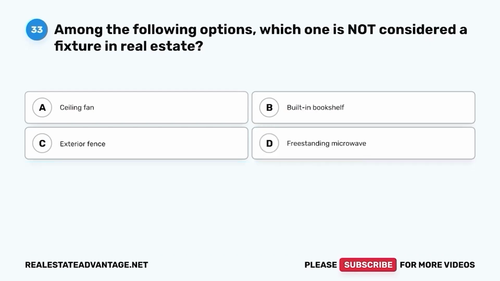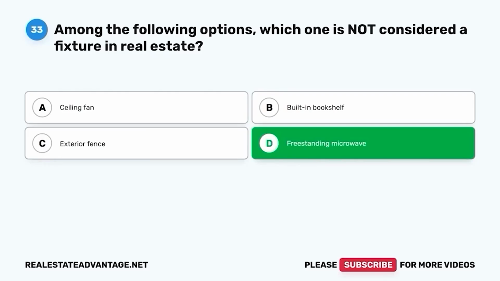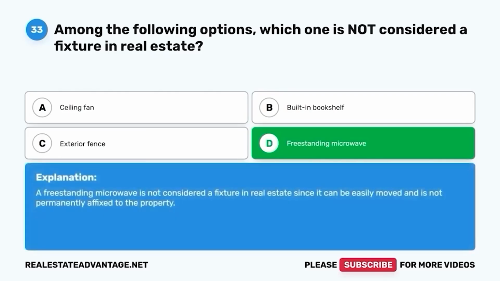Question 33. Among the following options, which one is not considered a fixture in real estate? A. Ceiling fan, B. Built-in bookshelf, C. Exterior fence, D. Freestanding microwave. The correct answer is D, freestanding microwave. A freestanding microwave is not considered a fixture in real estate since it can be easily moved and is not permanently affixed to the property.